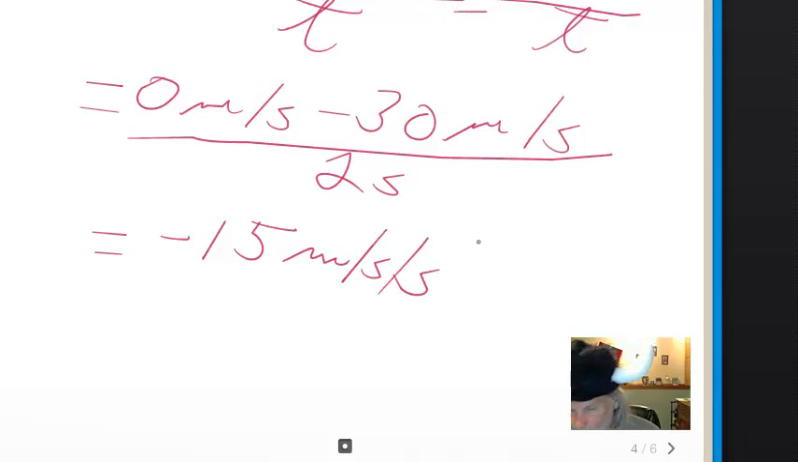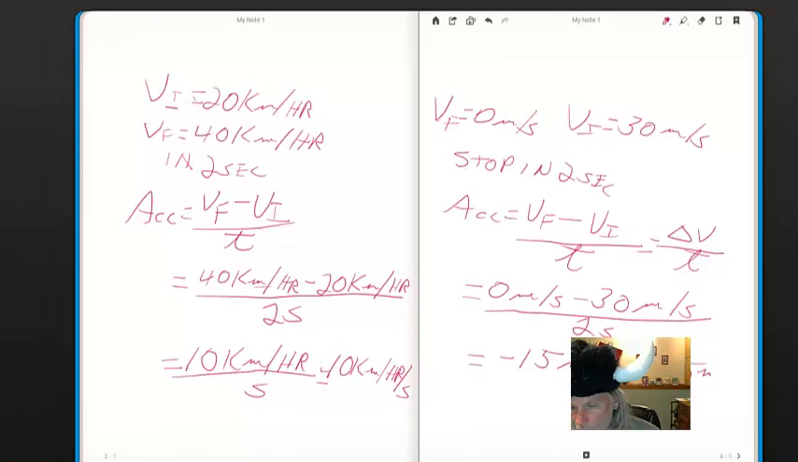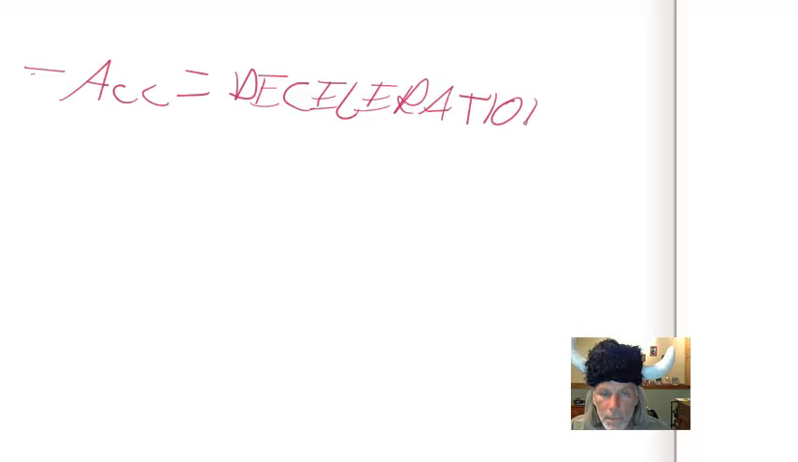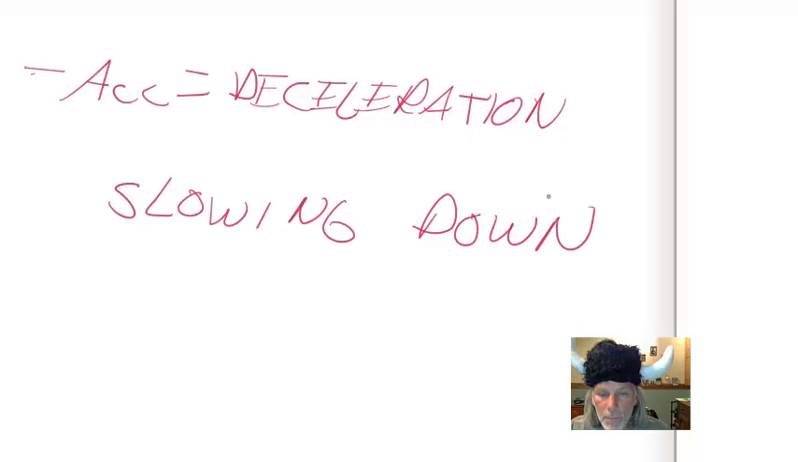If you want to leave it in that form, that's fine. We went through the math earlier. That also can be written as a negative 15 meters per second squared. When you have negative acceleration, that really is deceleration. When you decelerate, you are slowing down. You're coming to a stop. You're not accelerating, you're decelerating.